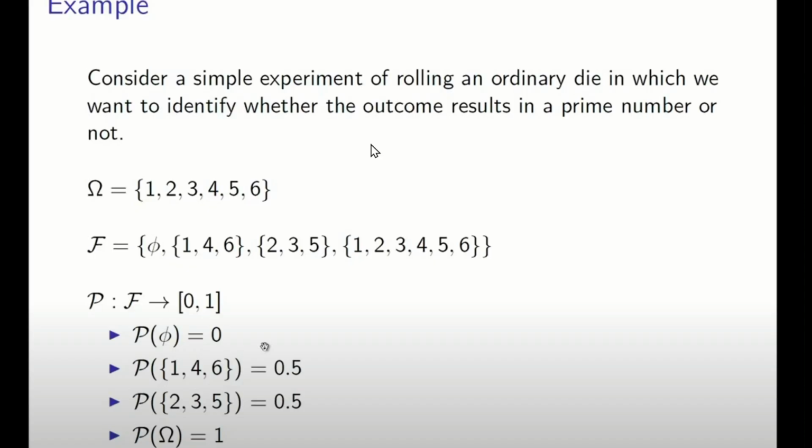Let us consider an experiment of rolling an ordinary die, where we want to identify whether the outcome is a prime number or not. Let us take the sample elements 1, 2, 3, 4, 5, 6. The possible events F are the null set, the set of non-prime numbers, the set of prime numbers, and the full set. The probability of prime numbers will be 0.5, the probability of non-prime numbers will be 0.5, and the full set will be 1.